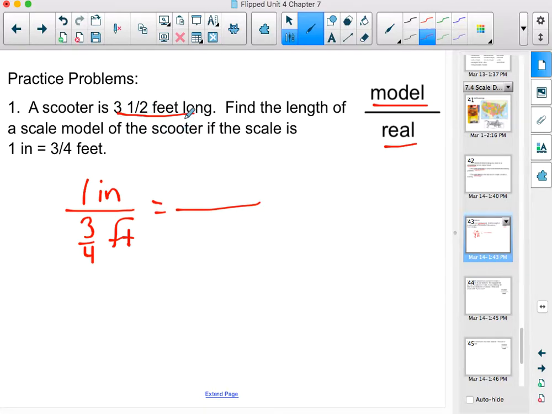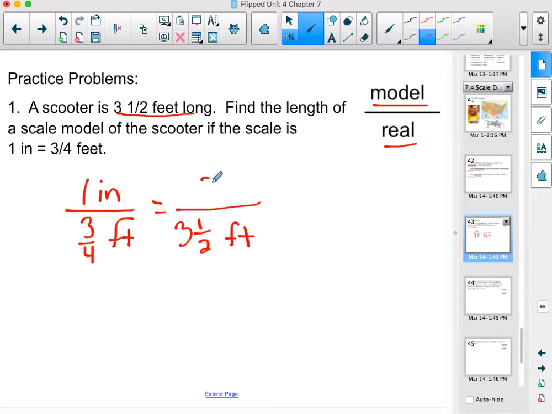Then we write our proportion out, and we have to determine where 3.5 feet goes. Now remember, this is the real life measurement of a scooter. So our ratio is model over real, which means our 3.5 feet will go down in the denominator with the real life measurements. Another way you can check if you put it in the right spot is that your units of measurement will line up, feet and feet.